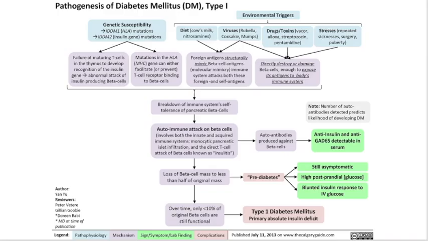So here are what we think are the environmental triggers, such as cow milk. However, we do know that viruses come in, as well as drugs, toxins, and stresses. And then genetic susceptibility, again, those HLA mutations, ultimately ends up in beta cell dysfunction. And we have no insulin, we have unregulated glucagon, and we get type 1 diabetes.